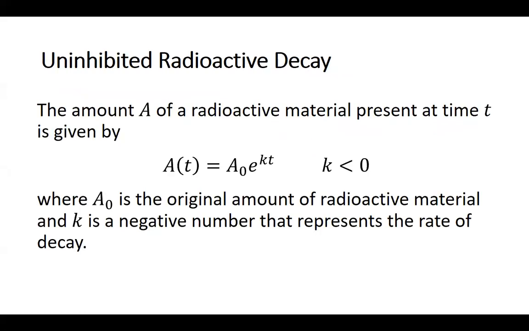Okay, uninhibited radioactive decay. So now we're talking about decay as opposed to growth. The amount A of a radioactive material present at time t is given by A of t equals A sub 0 times e to the kt, where k is less than 0. So obviously A sub 0 is the initial amount of radioactive material. K is the negative number that represents the rate of decay. So instead of increasing, we're decreasing. And t, of course, is the time.